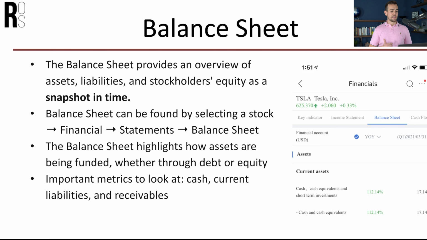The balance sheet highlights how assets are being funded, whether through debt or equity, and there are many important metrics to look at, such as cash, current liabilities, and receivables. One of my favorite things to look at on the balance sheet is that asset to debt ratio, and I also like to consider what type of debt this company has. Is it more current liabilities or short-term debt, or is this long-term debt that doesn't necessarily have to be paid back in the next 12 months? These are all very useful pieces of information that you're able to gain by interpreting a company balance sheet.